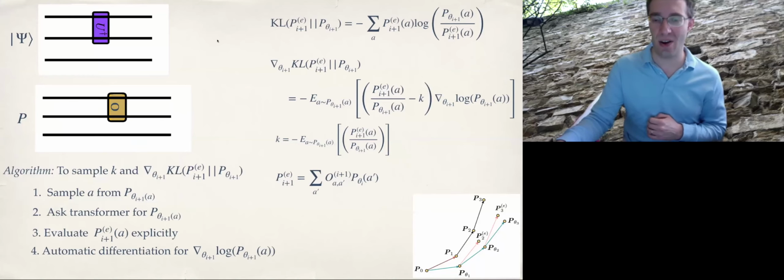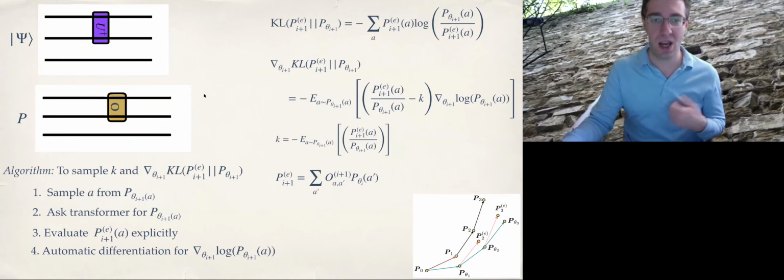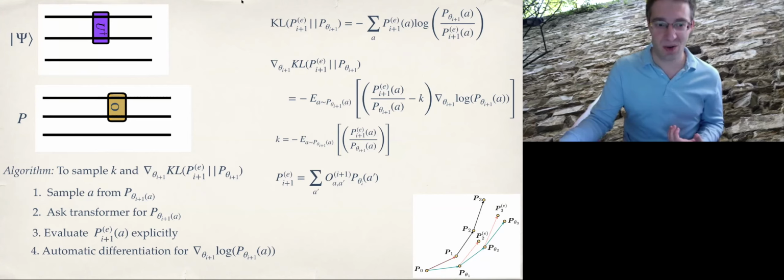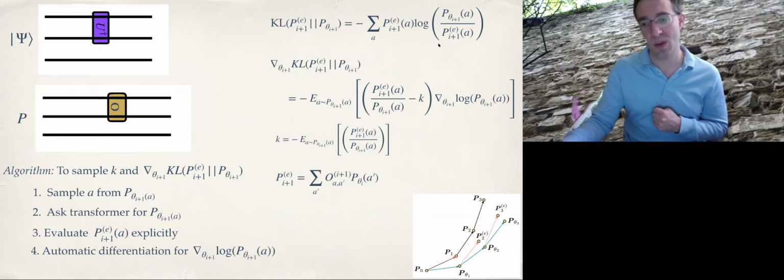So what should we do? We should write down a gradient of the KL divergence. There's some formula here, and now we need to compute the formula. We'll compute the formula by Monte Carlo. So what we do is we sample the A's from the current probability distribution of the transformer. We ask the transformer, what is the value here? We compute this exactly. This can be computed exactly because it's a quasi-stochastic matrix and it's sparse. So we can just sum over all A prime that is connected to A. We compute this gradient by automatic differentiation, and we essentially step downhill by stochastic gradient descent.